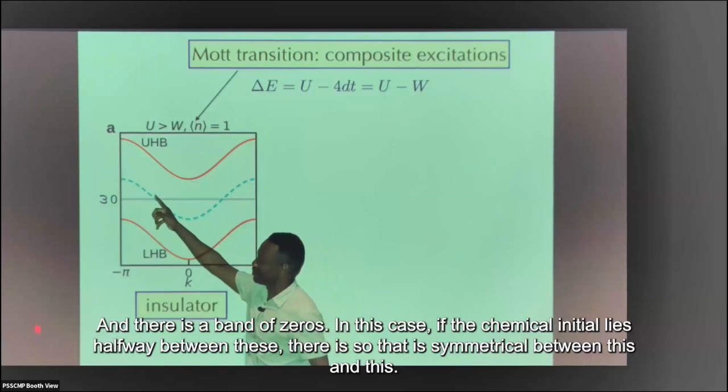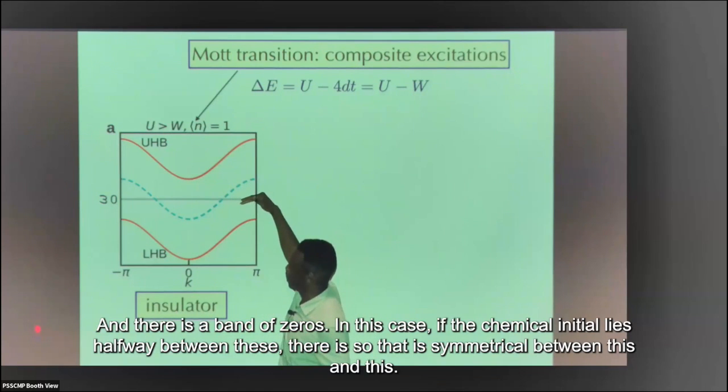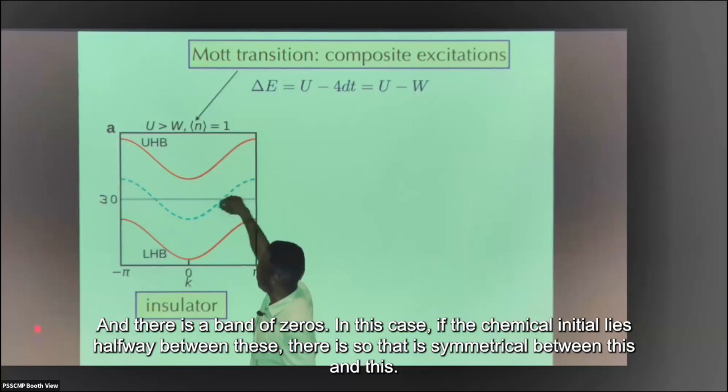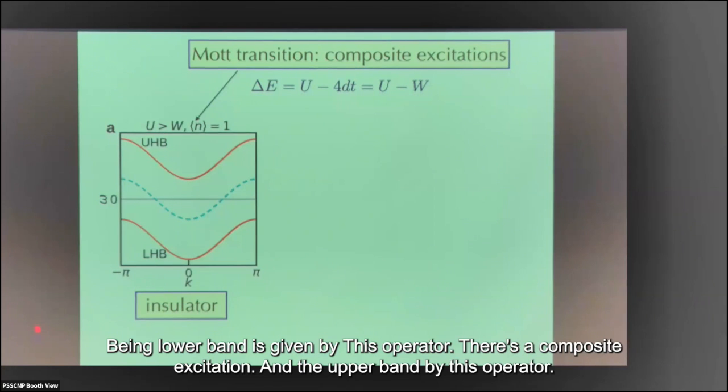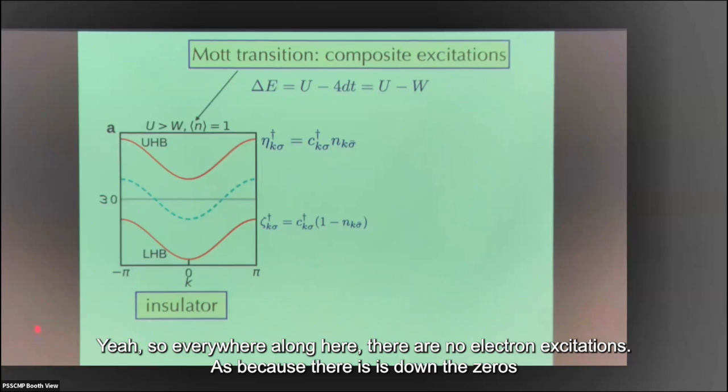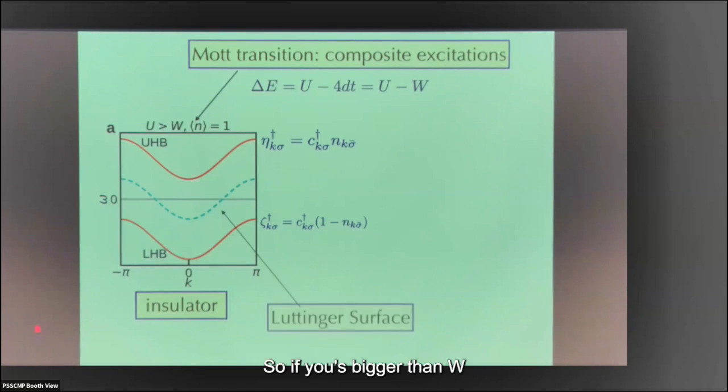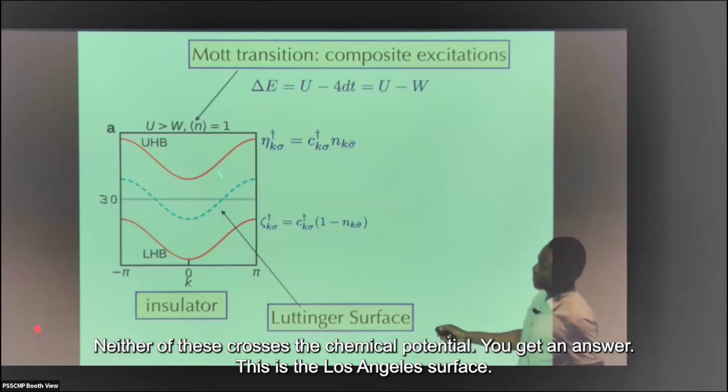And there is a band of zeros. In this case, if the chemical potential lies halfway between these, that is symmetrical between this and this. The lower band is given by this operator, so it's a composite excitation, and the upper band by this operator. Okay, so everywhere along here, there are no electron excitations, and it's because there is this band of zeros. So if U is bigger than W, neither of these crosses the chemical potential, you get an insulator. And this is the Luttinger surface.